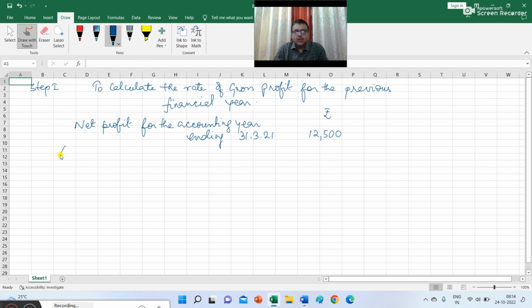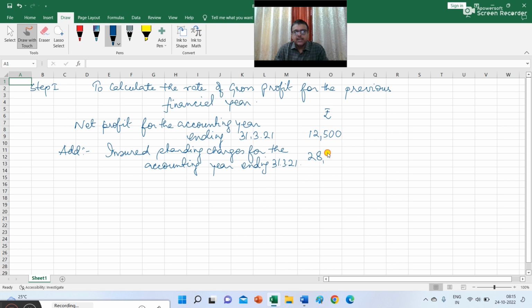With this figure, we have to add up insured standing charges. It is assumed here that all the standing charges are insured. So the insured standing charges for the accounting year ending 31st March 21 given in the question is 28,500. Sum total of these 2 figures, you will get 41,000.